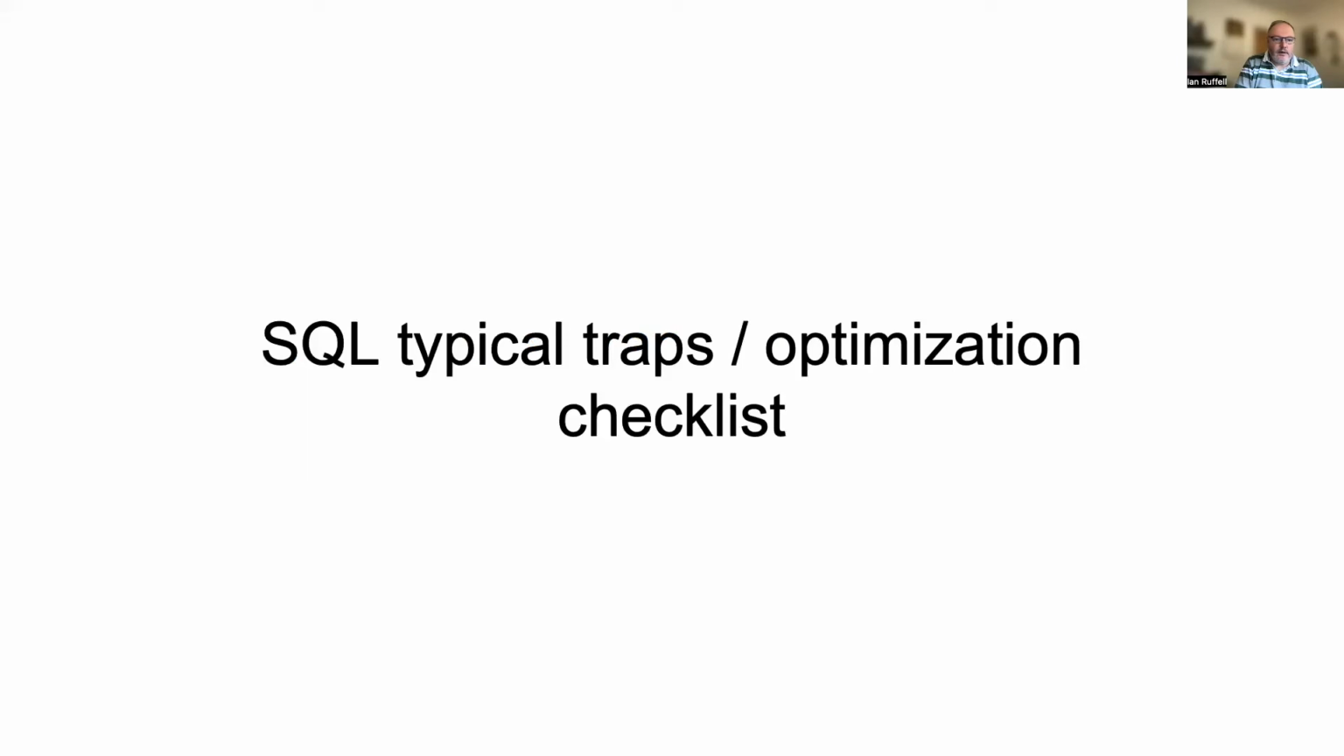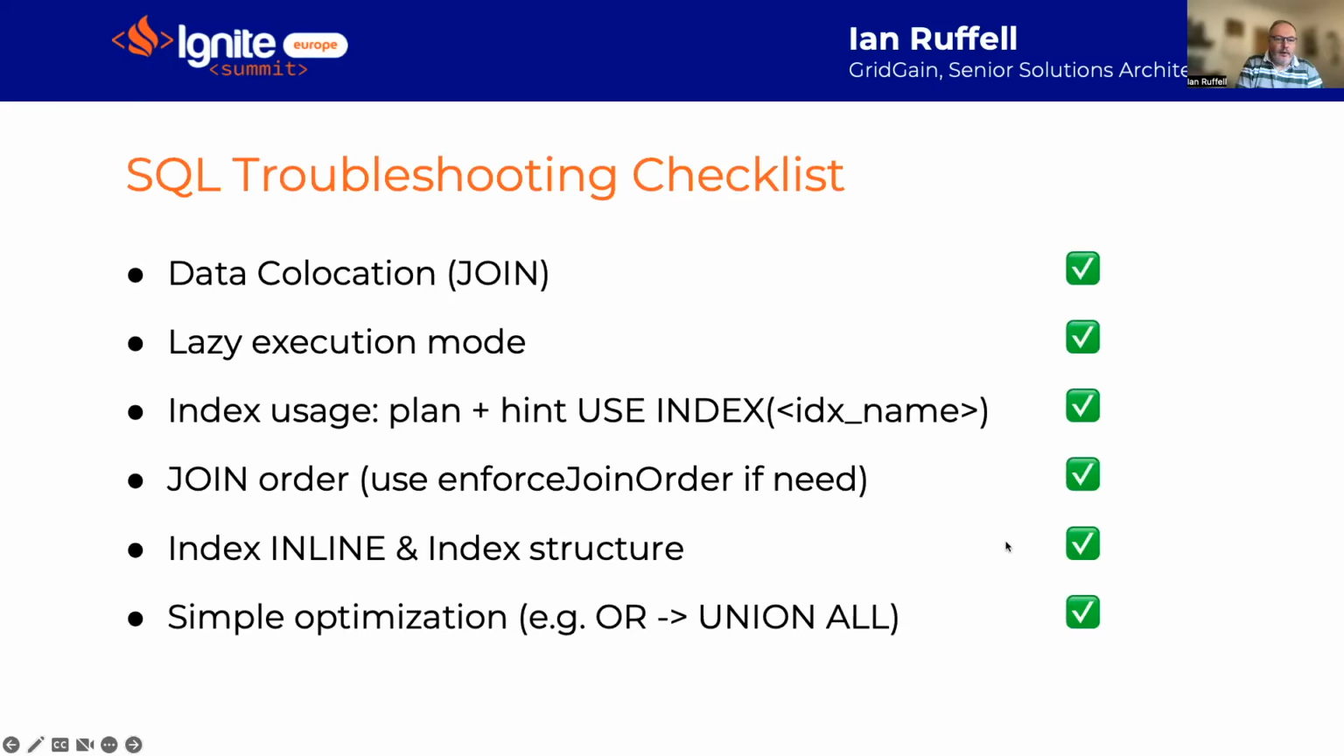Okay, so let's just have a look at the typical SQL traps, and we'll come up with a checklist for those. First one, data co-location. Remember to be mindful of that when you're doing distributed joins. The data might not be on the node where you think it is. Lazy execution mode, that can be helpful for memory and also speed up getting some of your initial results back. And then look at your index usage.